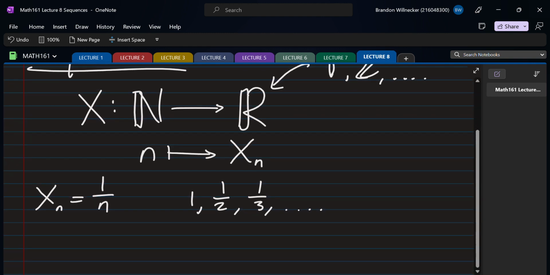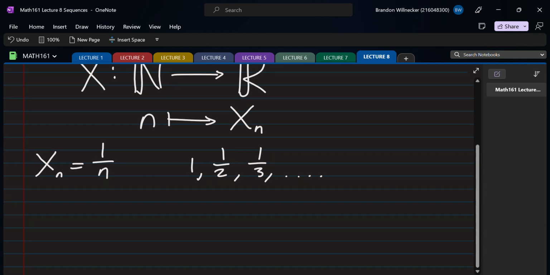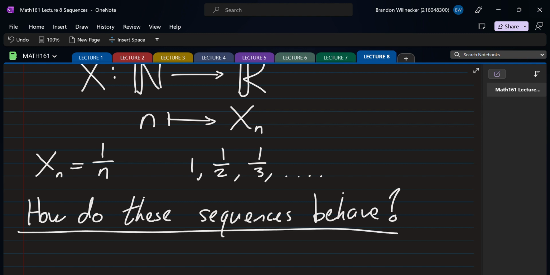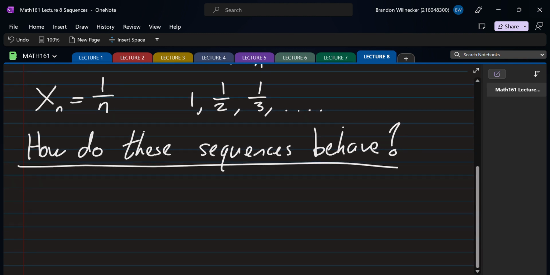So the first few things that we can think about regarding sequences are various behaviors of sequences. So how do these sequences behave? If you just imagine different types of sequences, can we classify them by their behavior? So what do I mean by behavior? Firstly, we can think about the simplest types of sequences, and those are constant sequences.